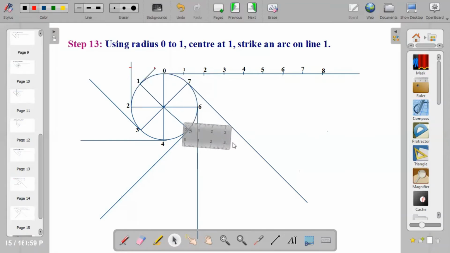So now I want to take the radius from 0 to 3. From 0 to 3, I have on the scale 4.5. Center at 3, you strike an arc on line 3 because we picked the radius from 0 to 3. So you strike your arc. From there, you move on to line 4. So I'm picking radius 0 to 4.